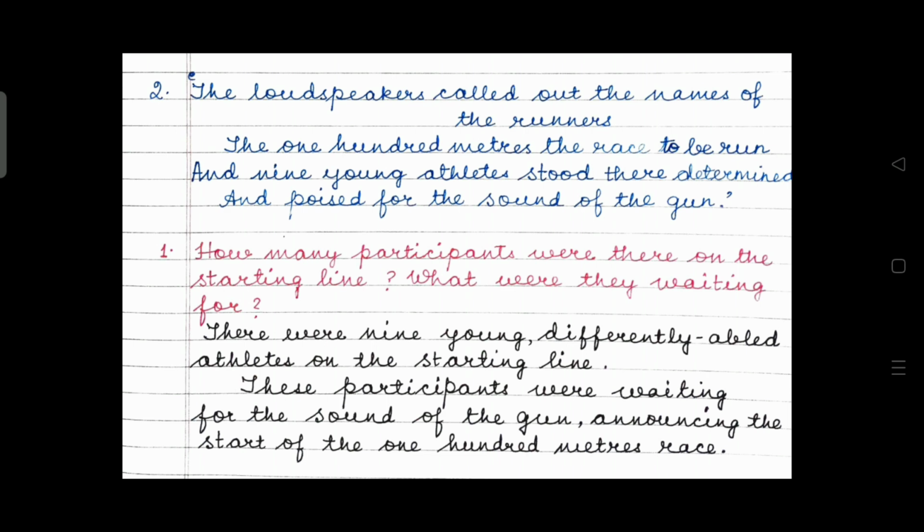Young and differently abled, 2 keywords. Next, I have changed the paragraph. What were they waiting for? These participants were waiting for the sound of the gun announcing the start of the 100 meters race. For the sound of the gun. So it is clearly mentioned in the extract, poised for the sound of the gun, and I have mentioned that in my answer.